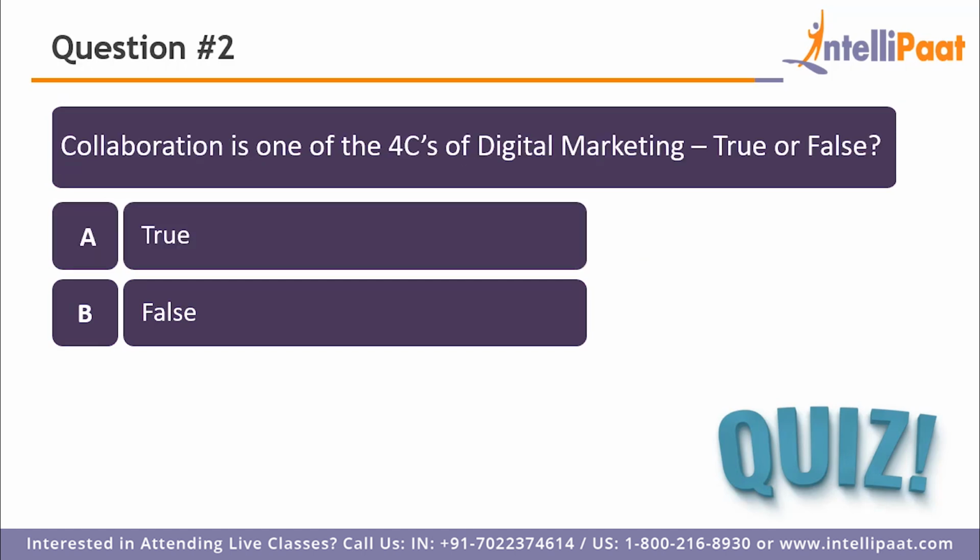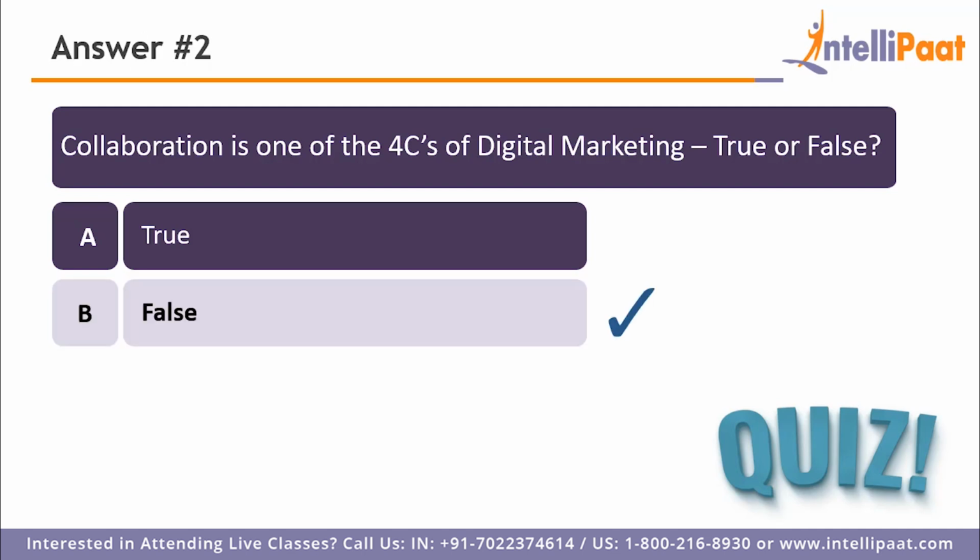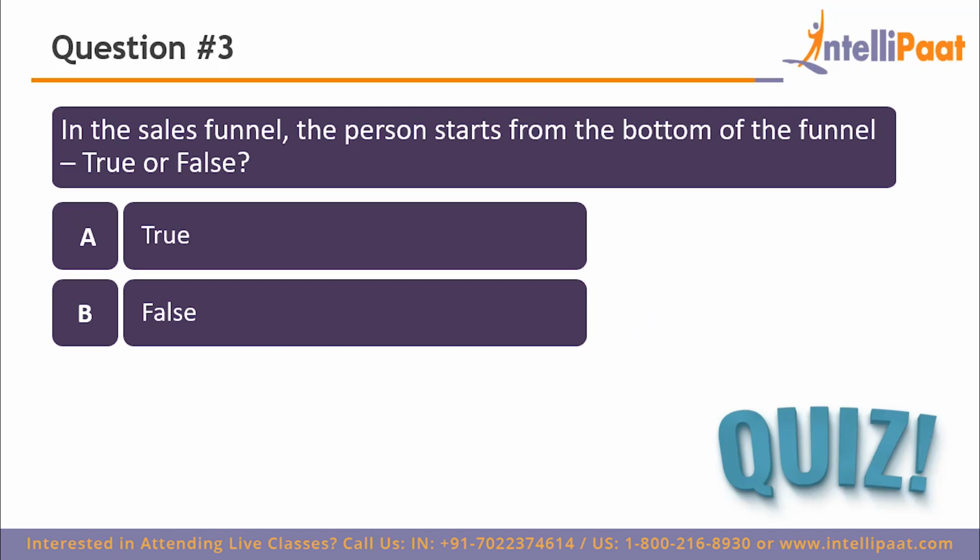So here's question number 2 for you. Collaboration is one of the 4 C's of digital marketing. Is this true or is this false? Again, I hope this was a simple one because collaboration is not a part of the 4 C's. You have to quickly head back through the video to find out what the 4 C's are, guys.